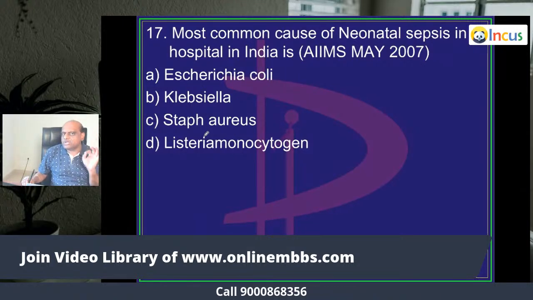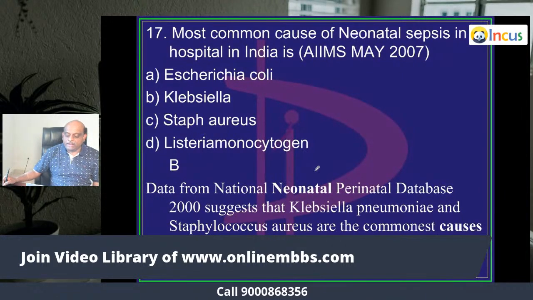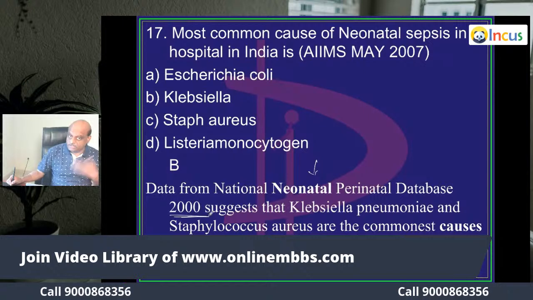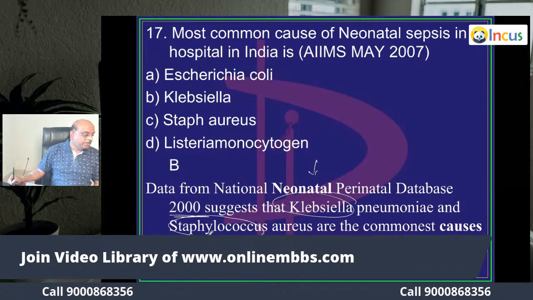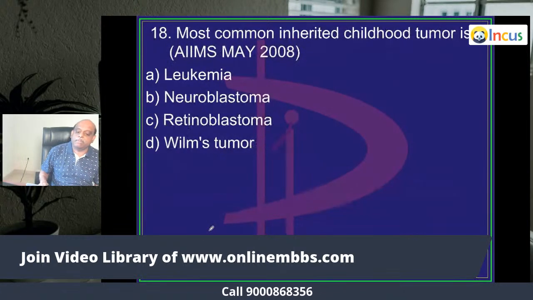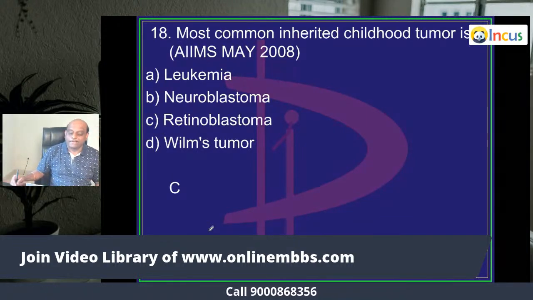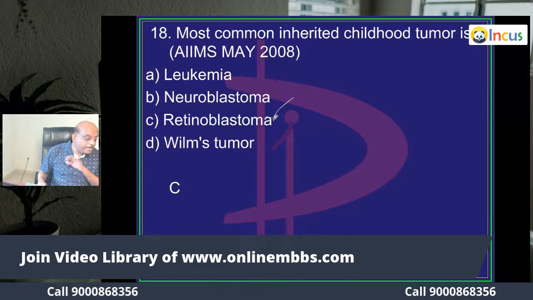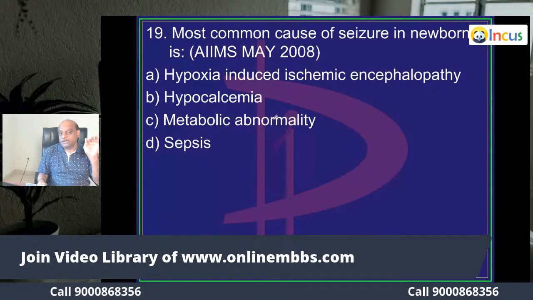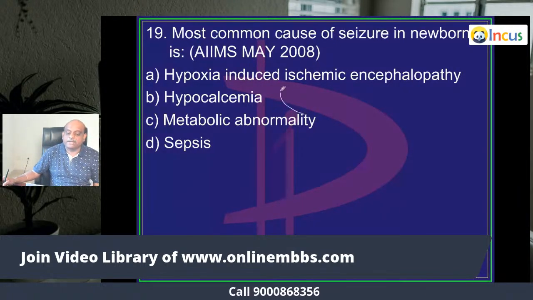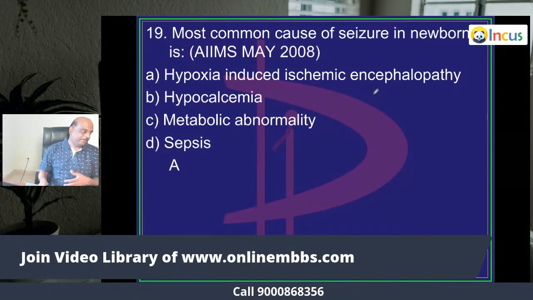Neonatal sepsis in hospital: the most common cause is Klebsiella. The data from the Neonatal Perinatal Database 2000 itself suggests Klebsiella pneumoniae and Staphylococcus aureus, the two most common causes which you need to remember. The most common inherited childhood tumor is retinoblastoma, such a repeatedly asked question in AIIMS. The most common cause of seizure in the newborn is hypoxic ischemic encephalopathy, if the newborn is having seizures.